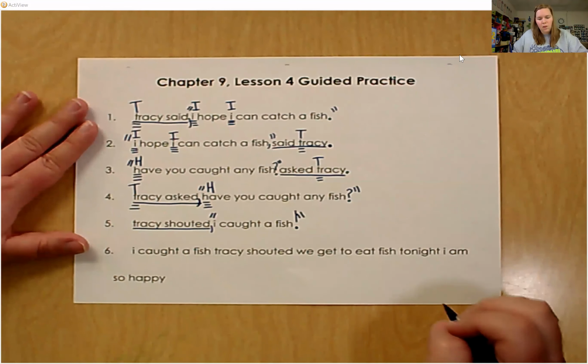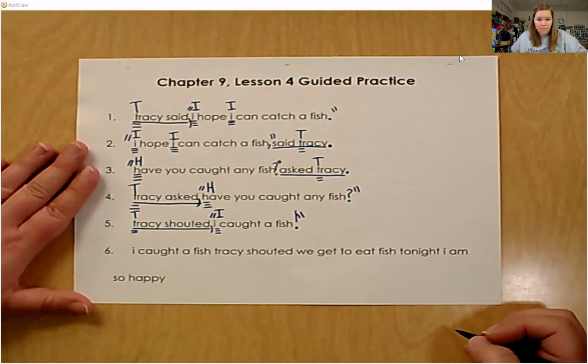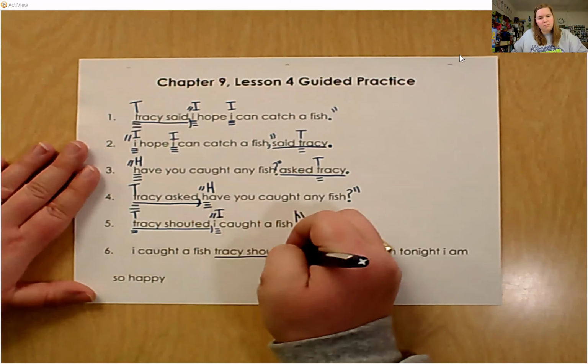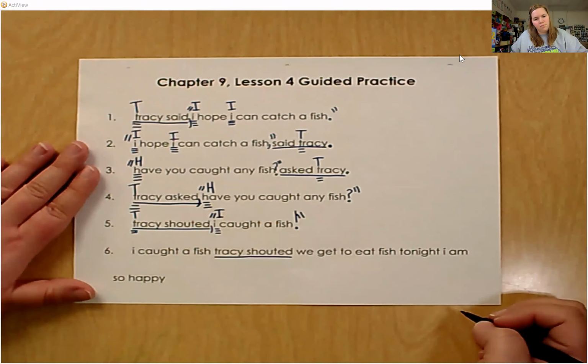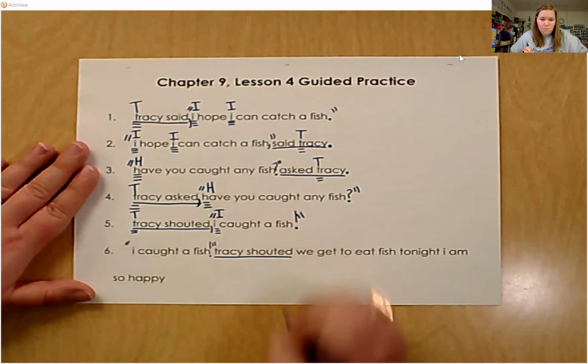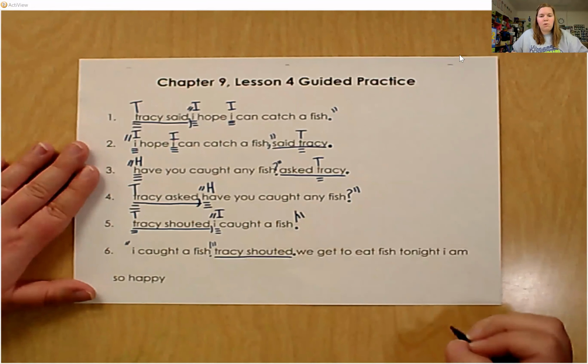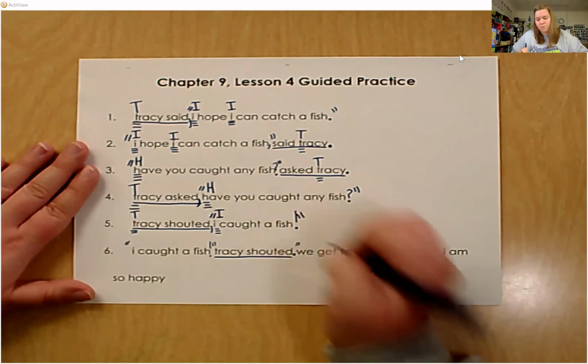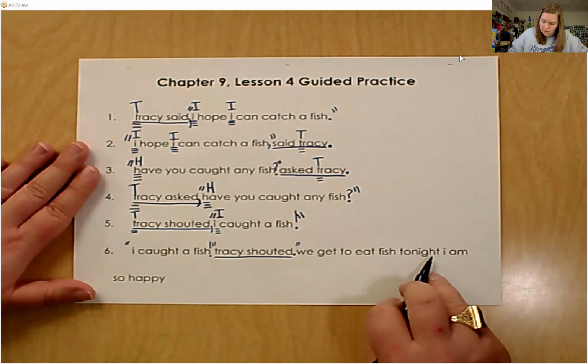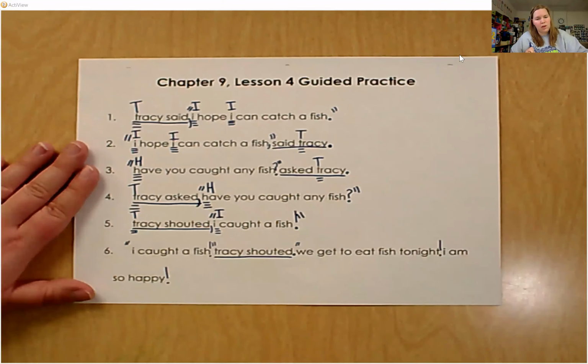And number 6, "I caught a fish," Tracy shouted. "We get to eat fish tonight. I am so happy." Where are the explanatory words? Tracy shouted. Underline that. There are several different sentences here. So the first quote is, "I caught a fish." Again, since Tracy shouted, we're going to end with an exclamation point. End the quote. Tracy shouted. We're going to end that sentence. But Tracy's going to start talking again. So we're going to start the quote. "We get to eat fish tonight." That is a sentence. "I am so happy." End it again with another exclamation point.